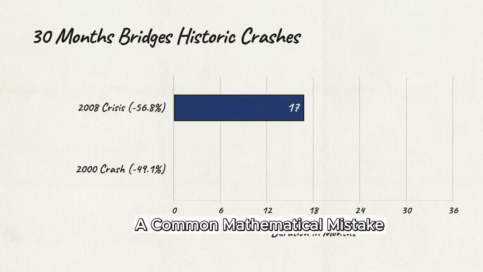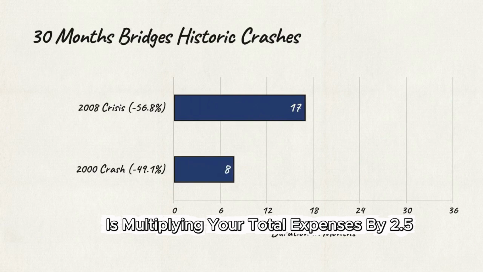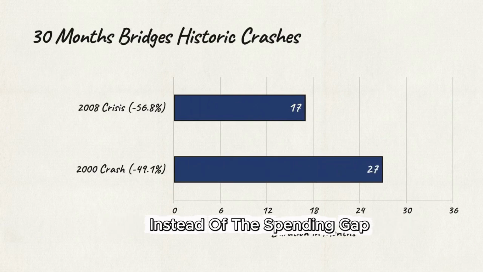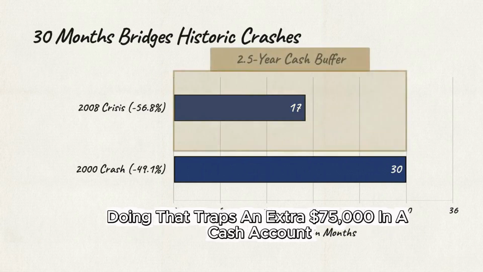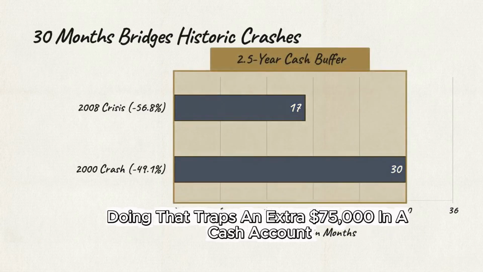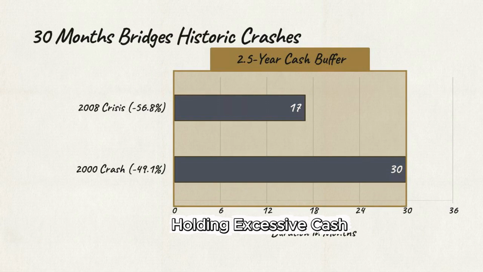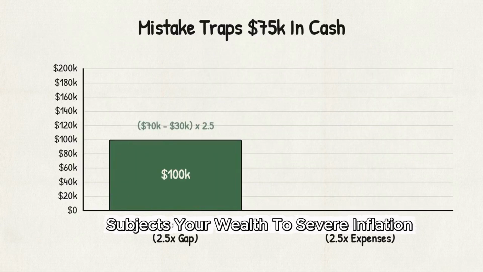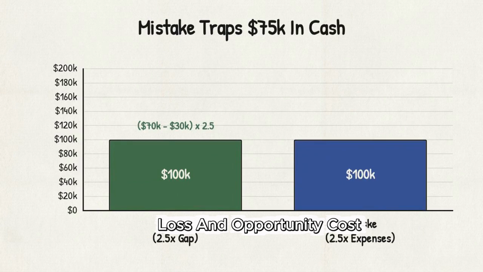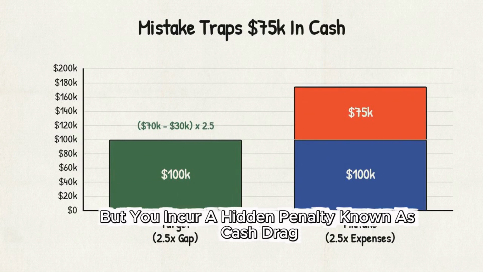A common mathematical mistake is multiplying your total expenses by 2.5 instead of the spending gap. As you can see in this comparison, doing that traps an extra $75,000 in a cash account. Holding excessive cash beyond that 2.5-year gap subjects your wealth to severe inflation loss and opportunity cost. You avoid the stock crash, but you incur a hidden penalty known as cash drag.